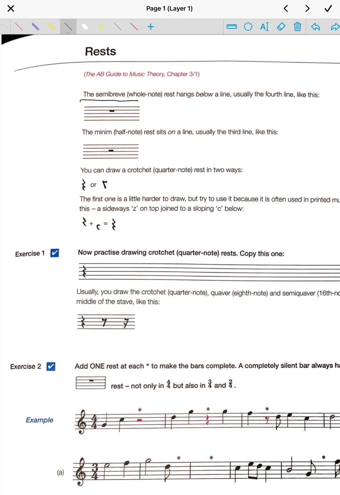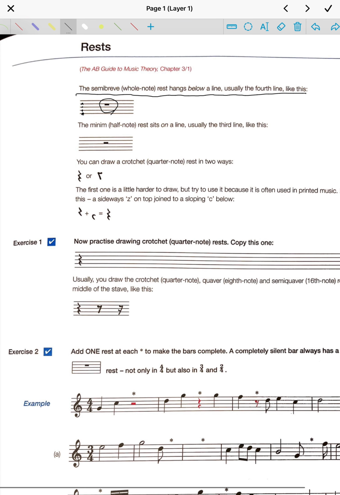The semibreve (whole note) rest hangs below a line, usually the fourth line, like this. Yeah, this is the example. So if you count the lines, this is the first line, and this one here, second line, third line, fourth line, and it's below the fourth line.